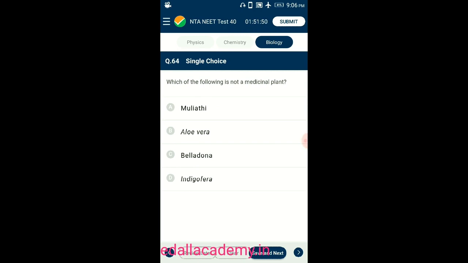Question number 64. Which of the following is not a medicinal plant? Mulethi, generally called Glycyrrhiza, is a member of Fabaceae. Aloe vera is a member of the Liliaceae family. And belladonna, Atropa belladonna, is a member of the Solanaceae family. These are all medicinal plants. Indigofera, commonly called Neel, is used to obtain dye. So the answer for this question is option D, Indigofera.